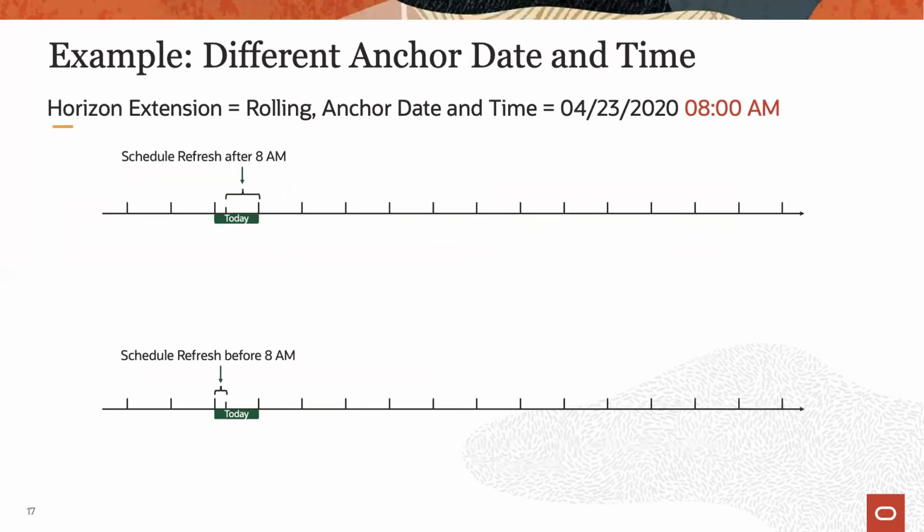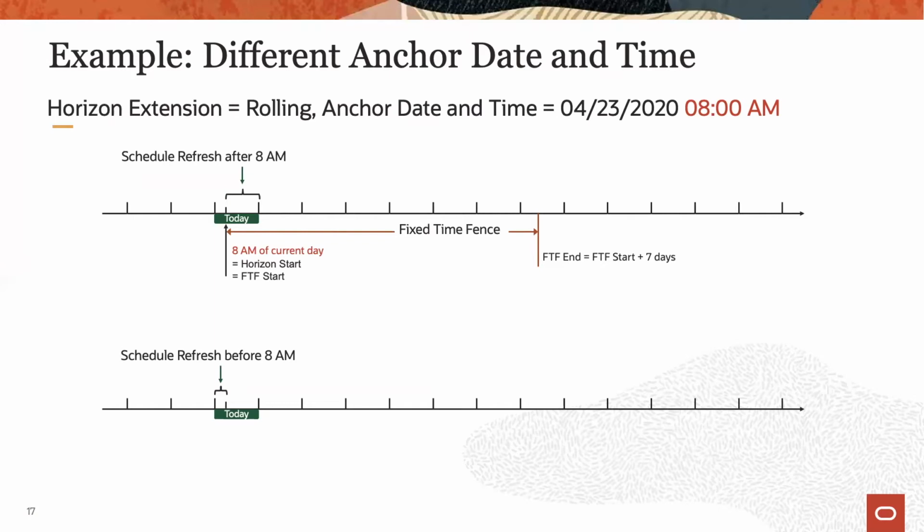Let's look at another example where the time component of anchor date and time is not midnight, but for example, 8 a.m. There are two cases to consider. Running a schedule refresh before 8 a.m. on a given day or after 8 a.m. on a given day. If the refresh is run sometime after 8 a.m. on a day, then the horizon start and fixed time fence start is set to the current day at 8 a.m. And the fixed time fence spans 7 days from that time onwards.